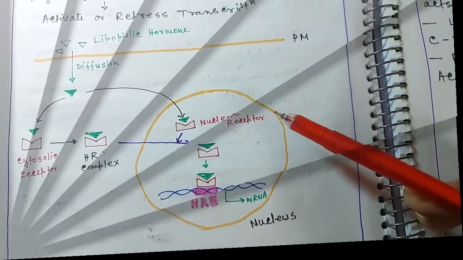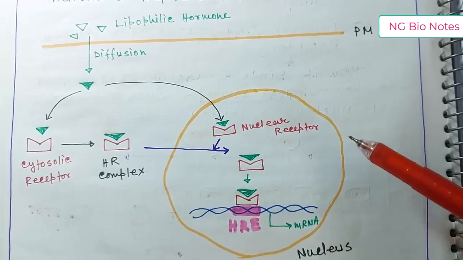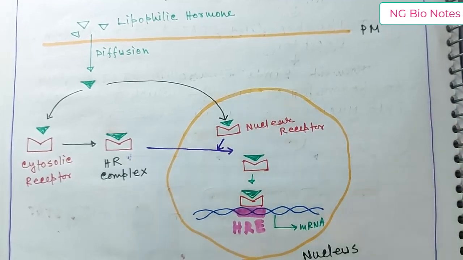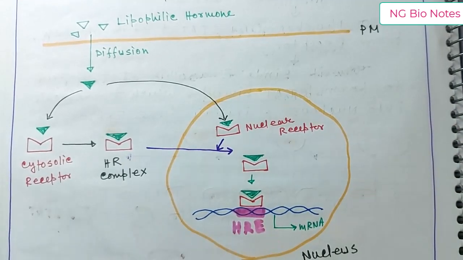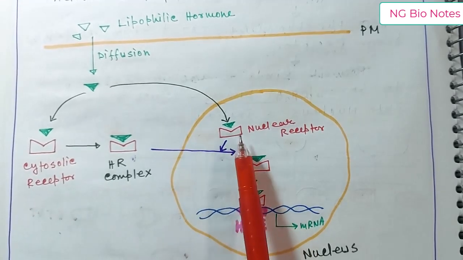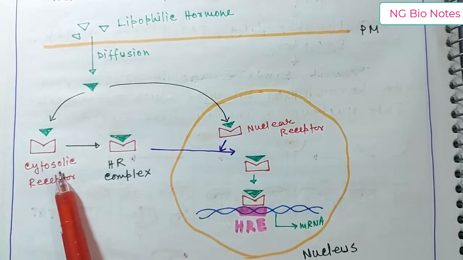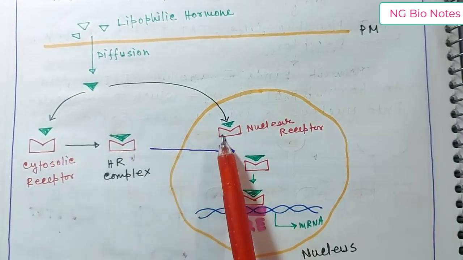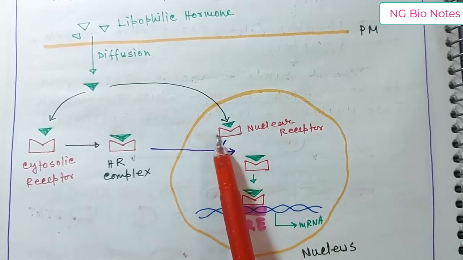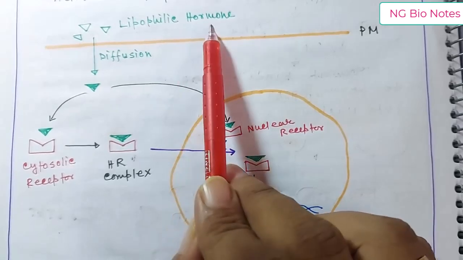We are talking about mechanism of hormone action, and in this video we will discuss about membrane receptor or nuclear receptor. Actually, this receptor may be present in cytoplasm or nucleus, and when this receptor is present in cytoplasm, then this is called as cytosolic receptor, and when this receptor is present in nucleus, then this is called as nuclear receptor. It becomes activated by different types of lipophilic hormone.